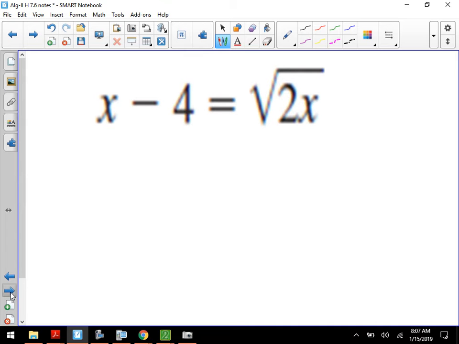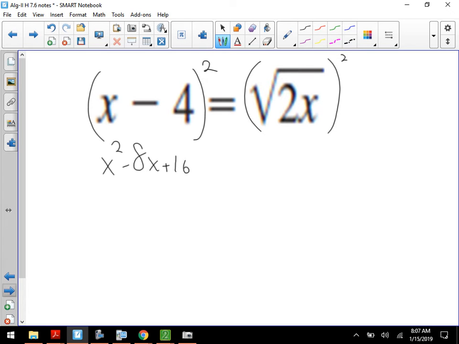What do you have to do? Square both sides, okay? So on the left, you have a binomial that you're squaring. You've gotta FOIL it out. You gotta FOIL it out, guys. So you're gonna get x squared minus 8x plus 16 equals 2x. So far, so good? Okay. Now what do I do? Yep. Subtract 2x over. Yep.